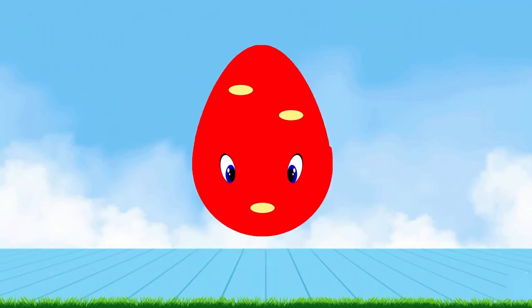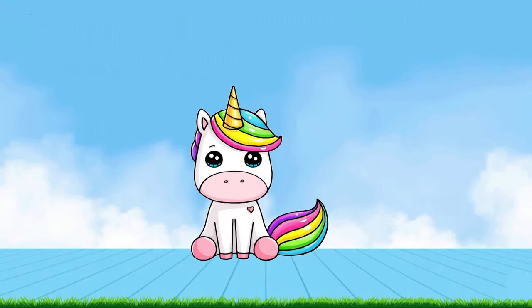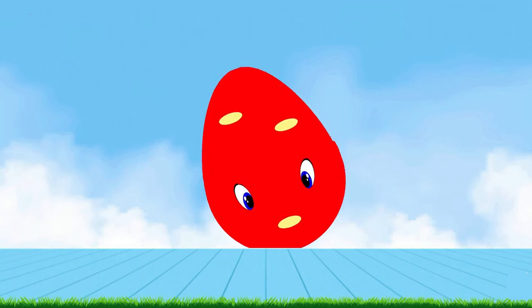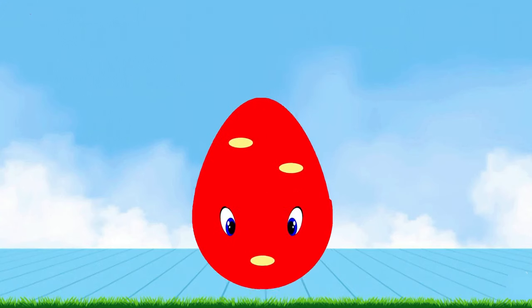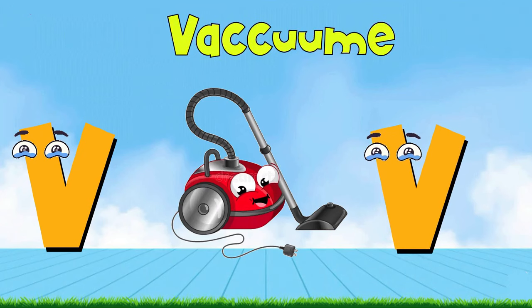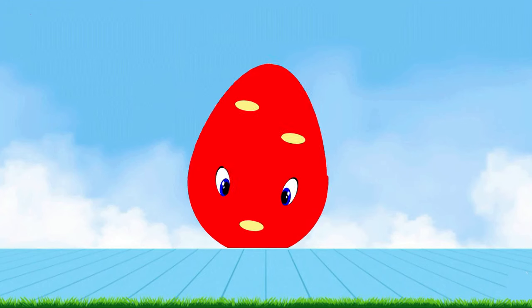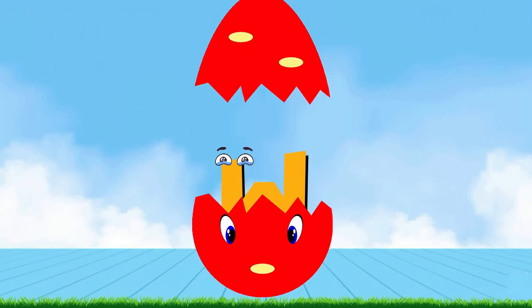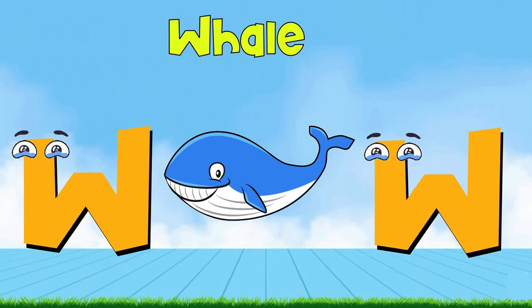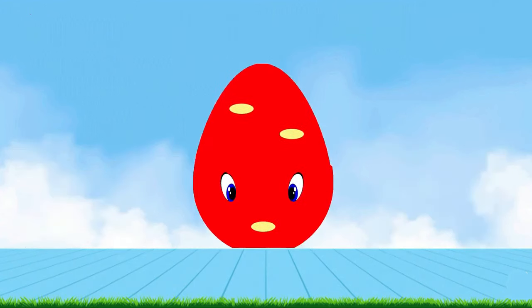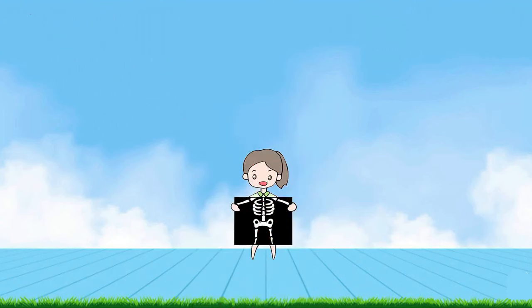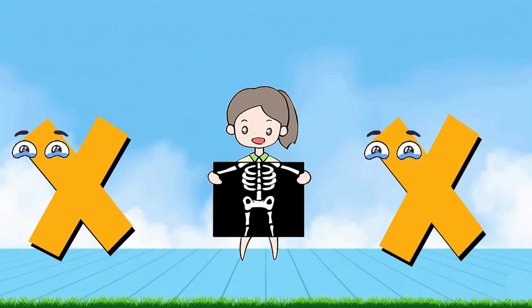U is for a unicorn. A unicorn. V is for the vacuum. The vacuum. W is for the wheel. The wheel. X is for X-ray. X-ray.